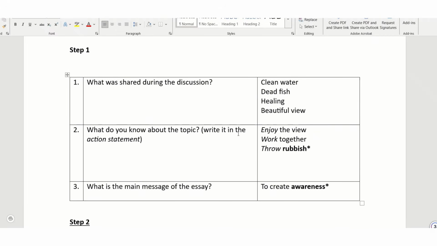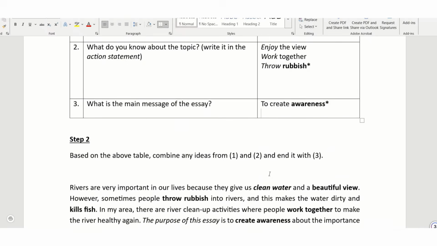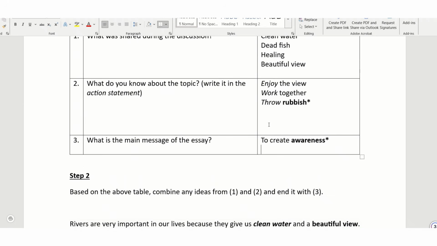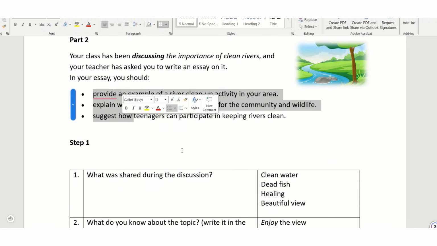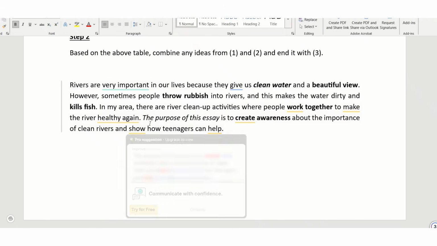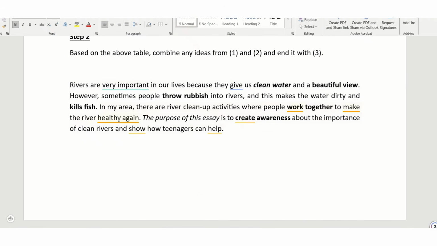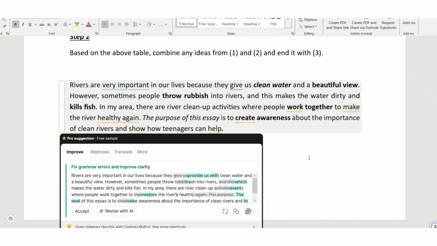So that's why I think it's important for us to introduce phrases like this as the main message or the purpose of the essay. For example, to create awareness as the big keyword that would include all these three bullet questions in it. So we have to create awareness about the importance of clean rivers and show how teenagers can help.